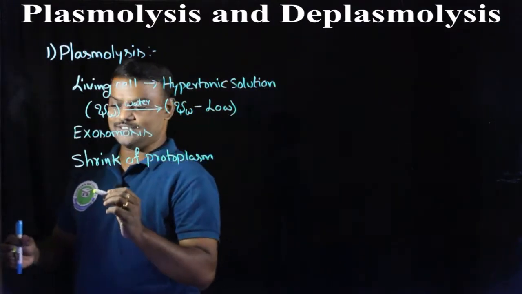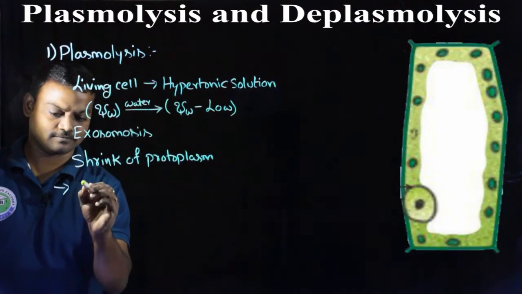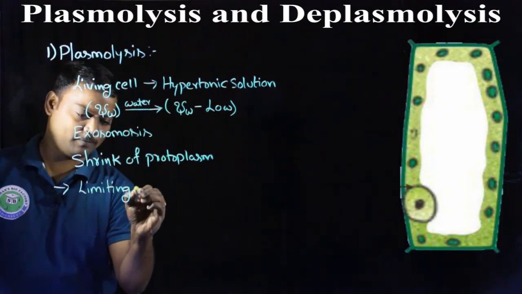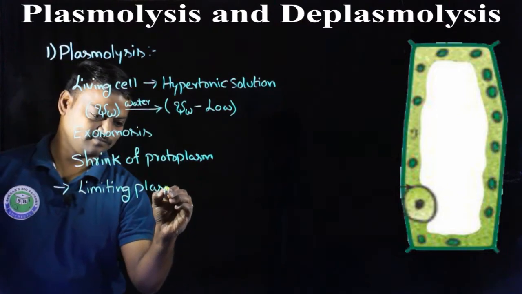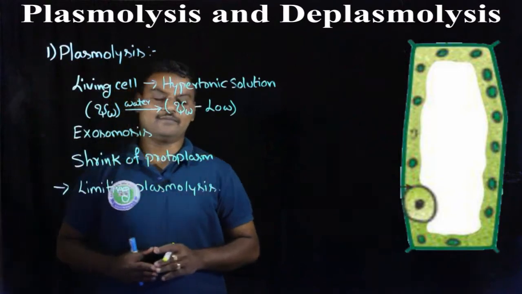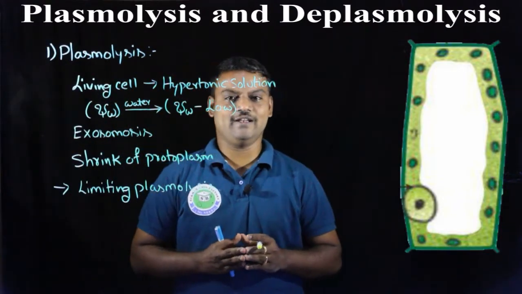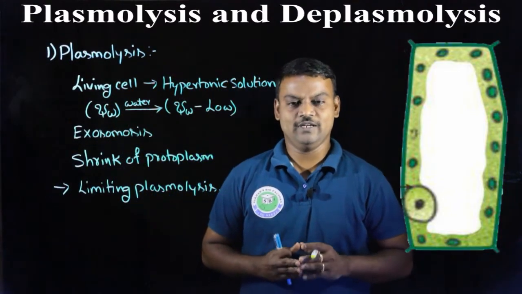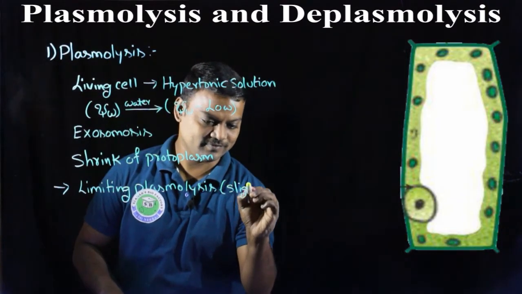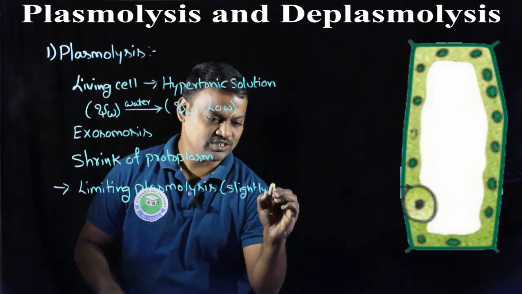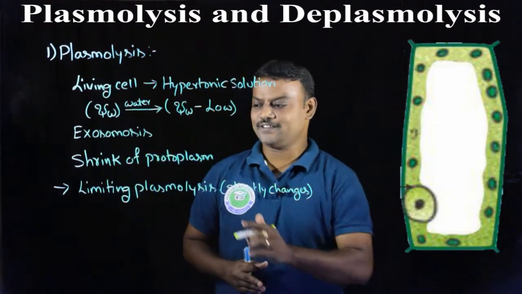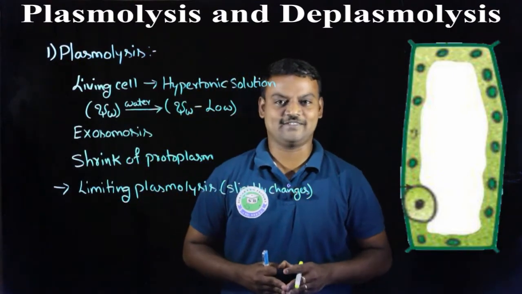The first stage is limiting plasmolysis. In the beginning, when we keep the living cell in hypertonic solution, the shape of the cell changes slightly. This slight change is said to be limiting plasmolysis.